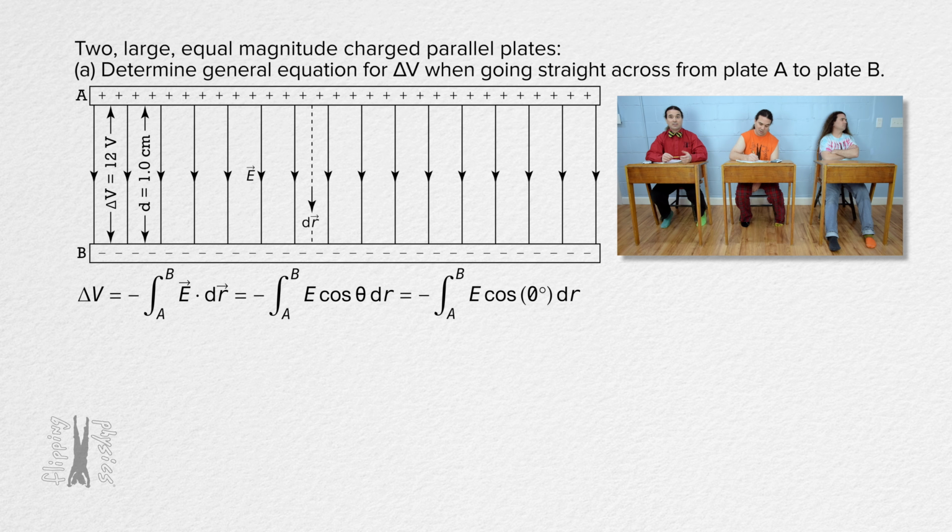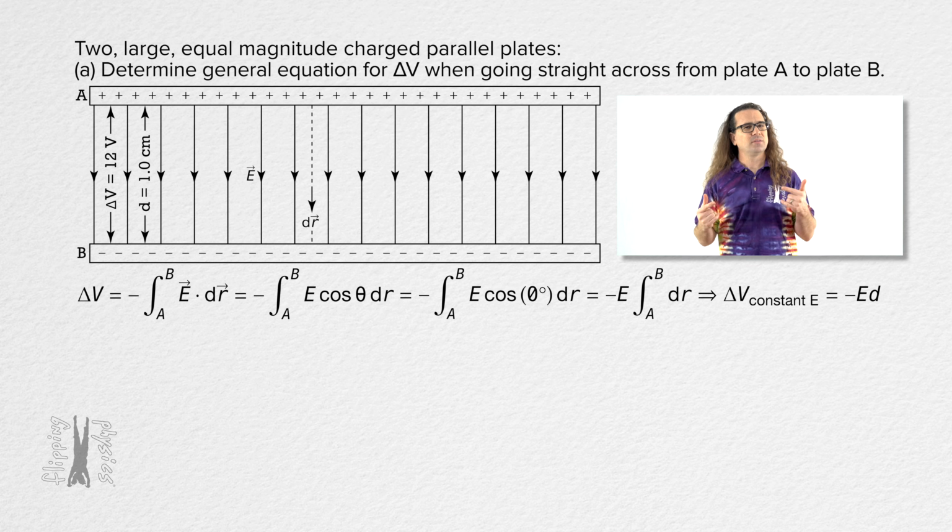The cosine of 0 degrees is 1, and actually the electric field is constant from plate A to plate B, so we can take that out from under the integral. And the integral from plate A to plate B with respect to position is the distance between the 2 plates, which we have labeled d. That means the equation for the electric potential difference in the direction of a uniform electric field equals the negative of the electric field times the linear distance between the 2 points.